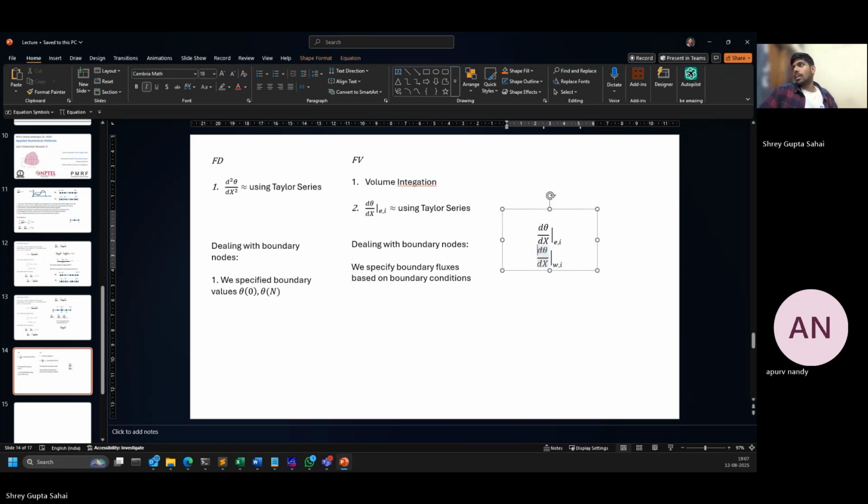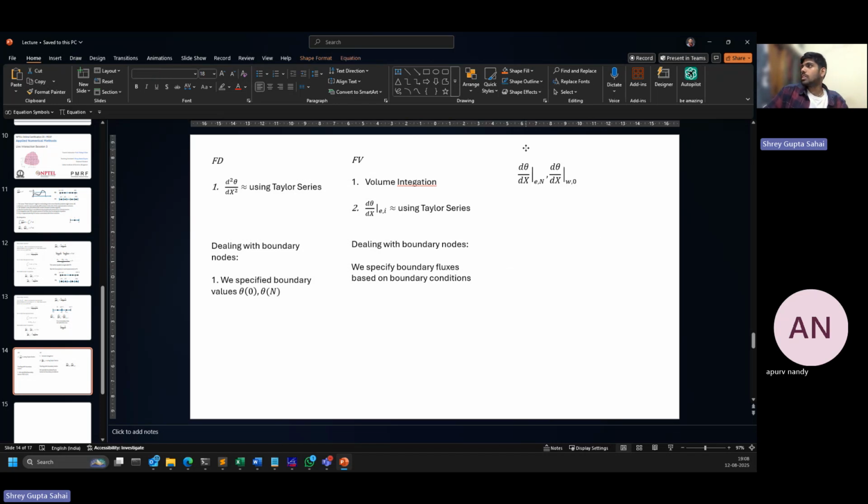Suppose we would have been given a Neumann boundary condition, then we could have directly specified the fluxes at west of 0 and east of n. But now we are given Dirichlet boundary conditions, or theta was specified. So how do we deal with that? We again use Taylor series expansion, and we will use a forward difference and backward difference kind of situation. To do that, I will have to derive it. So let's do this.